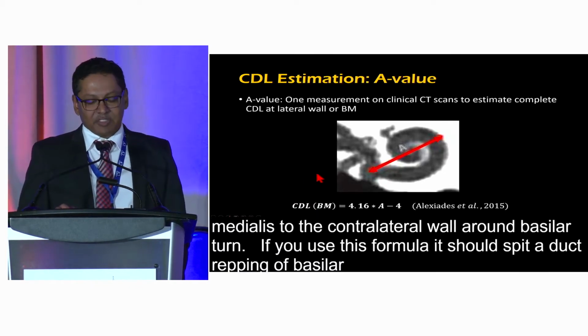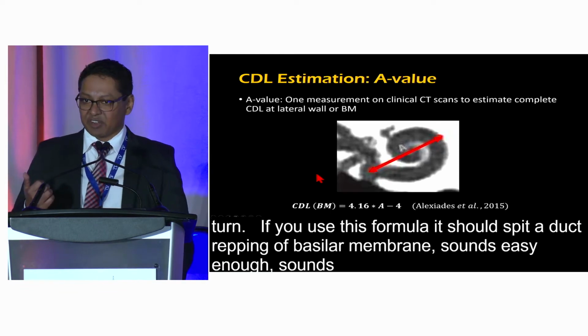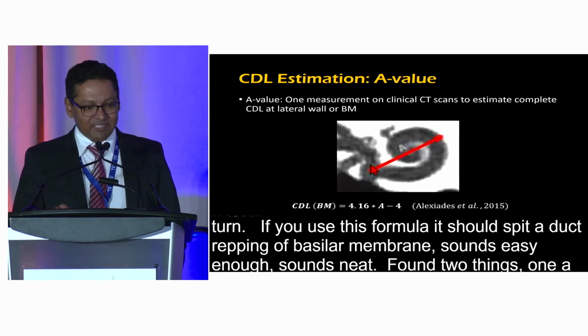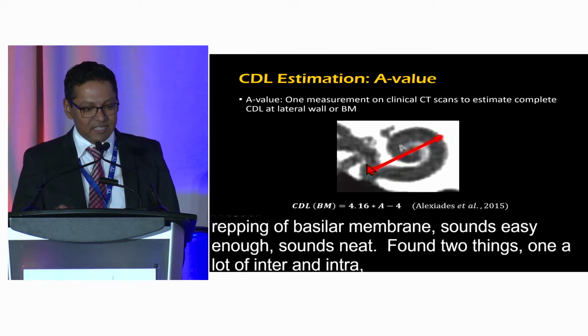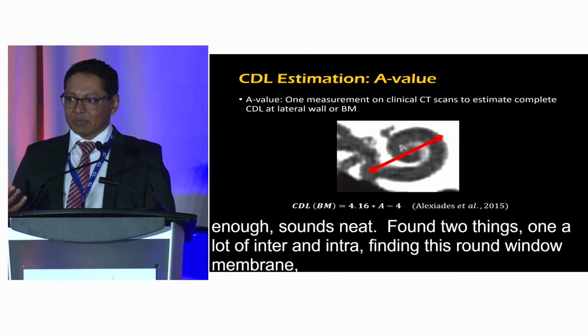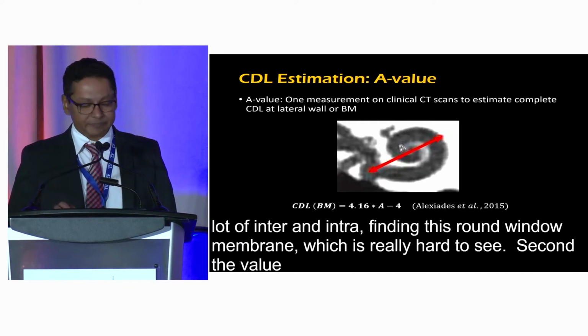But we found two things. One, there's a lot of inter- and intra-observer variability in measuring this A value, especially finding this round window membrane, which is really hard to see. And second, the values just didn't add up when we tried to correlate them against our synchrotron.